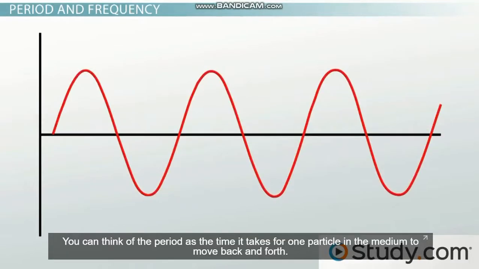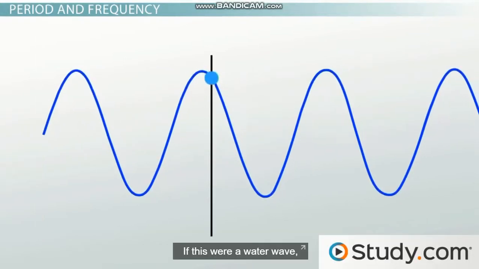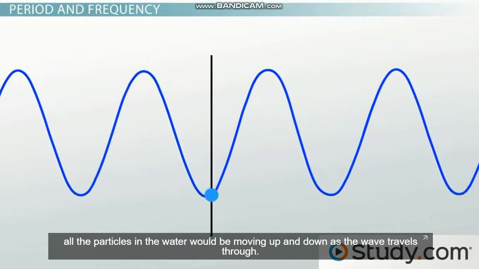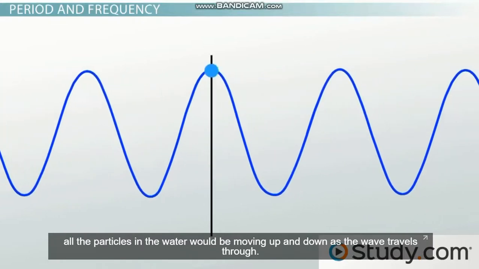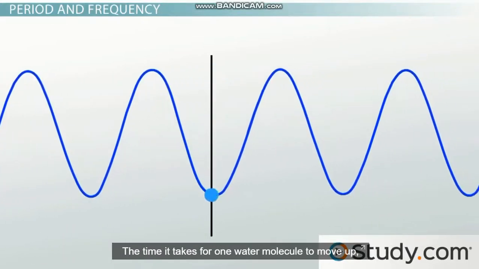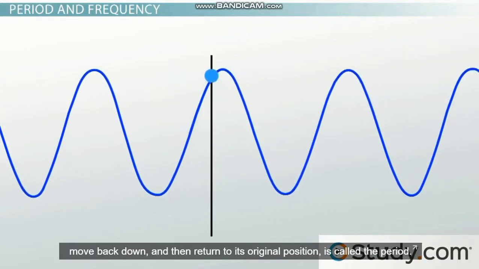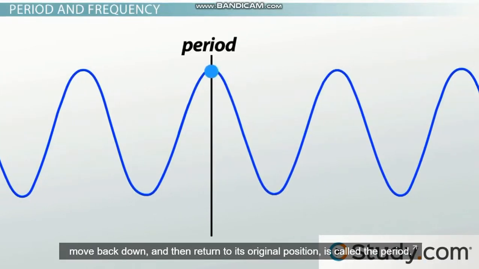You can think of the period as the time it takes for one particle in the medium to move back and forth. If this were a water wave, all the particles in the water would be moving up and down as the wave travels through. The time it takes for one water molecule to move up, move back down, and then return to its original position is called the period.